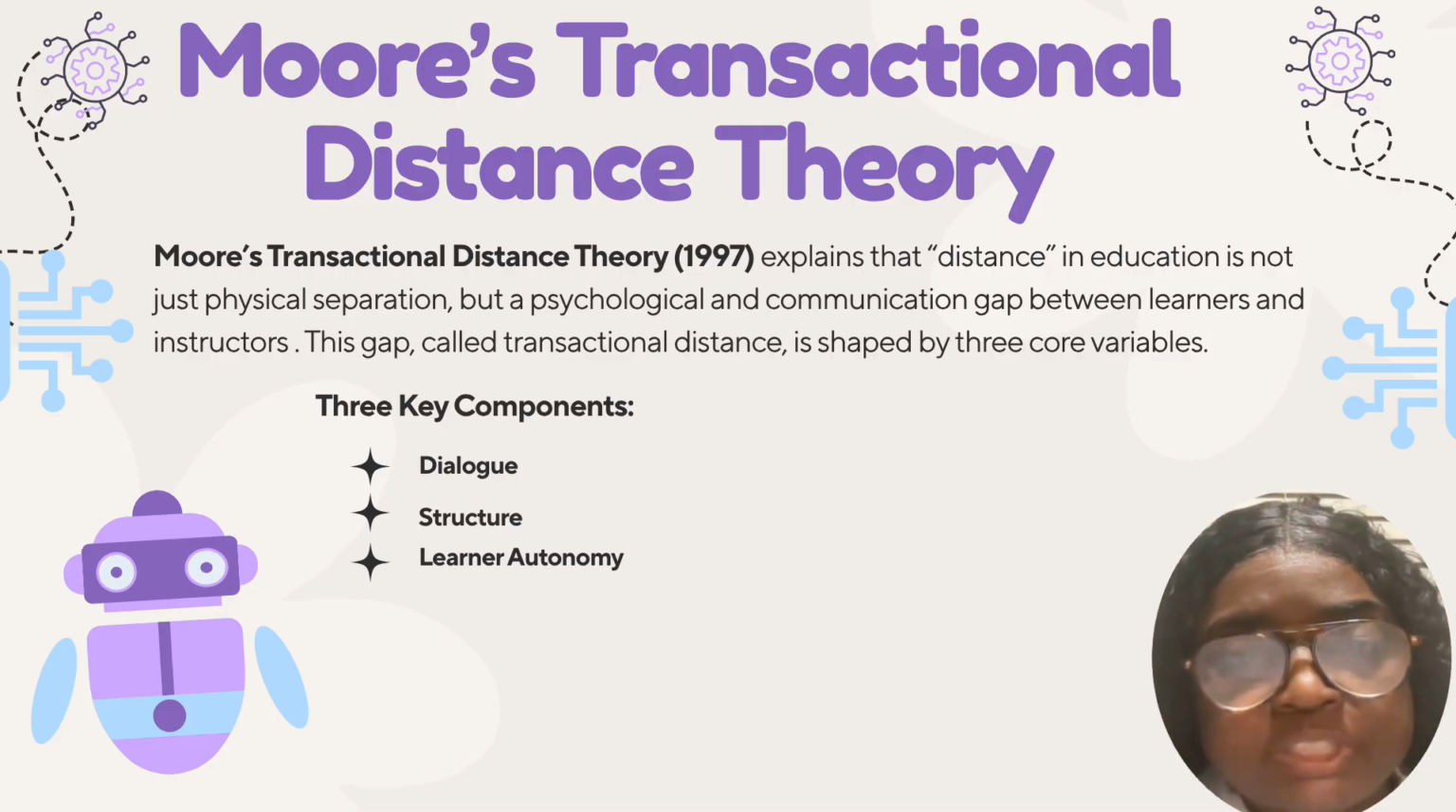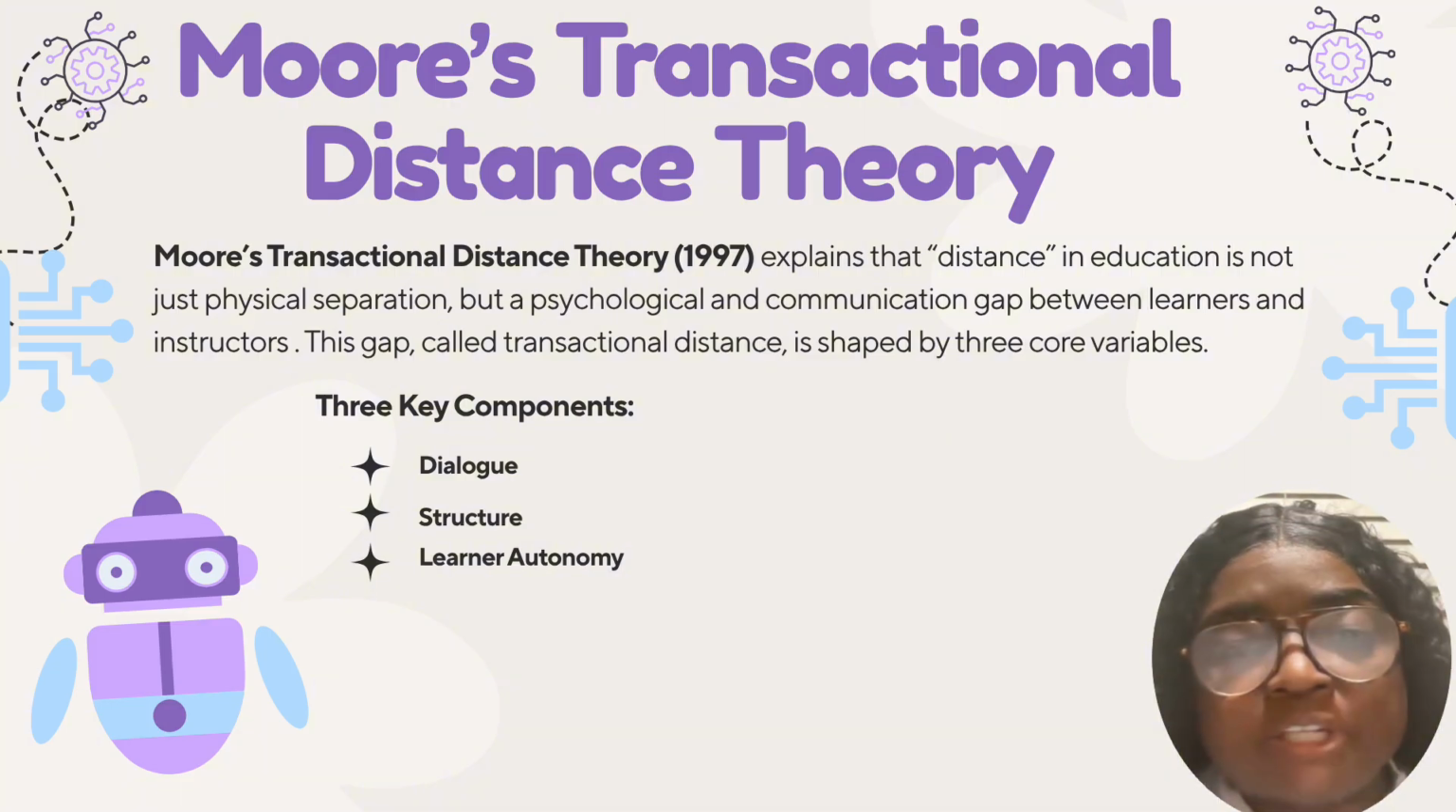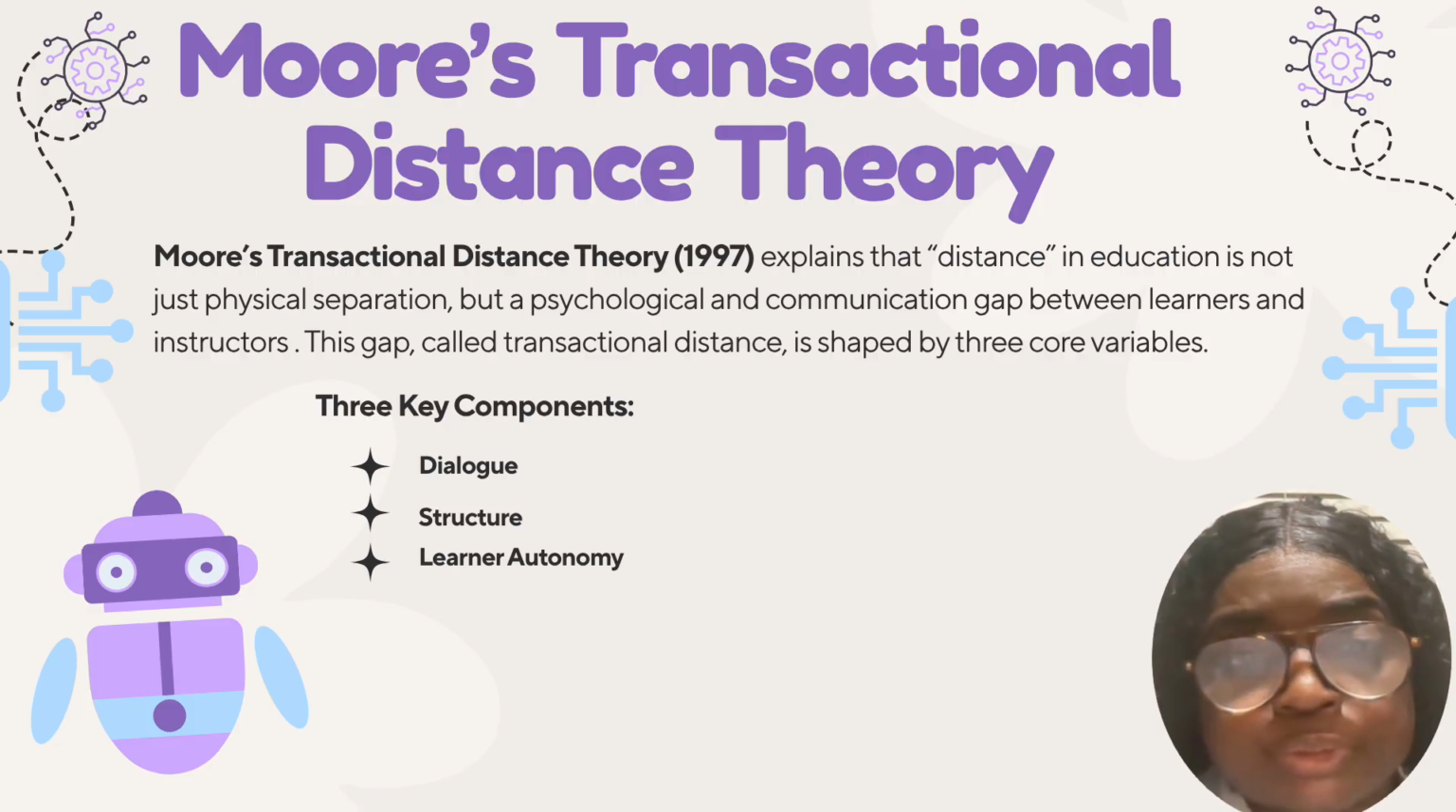Moore's transactional distance theory explains that distance in education is not just physical separation, but a psychological and a communication gap between learners and instructors. This gap, called transactional distance, is shaped by three key components.